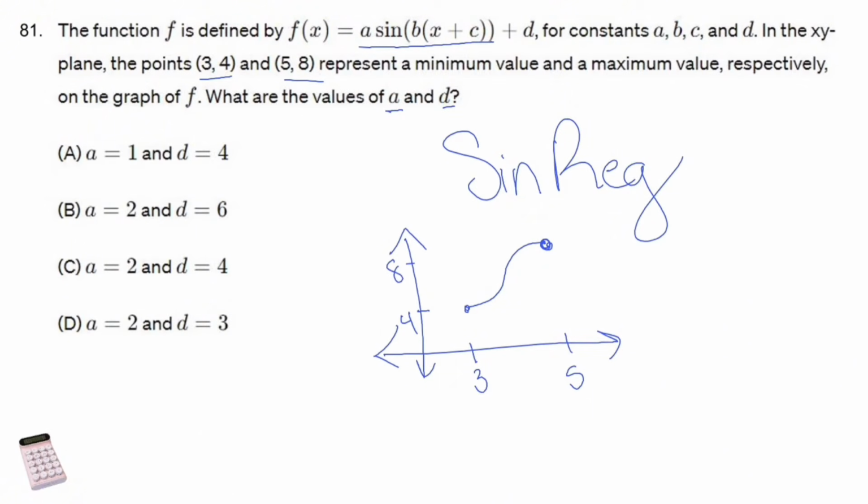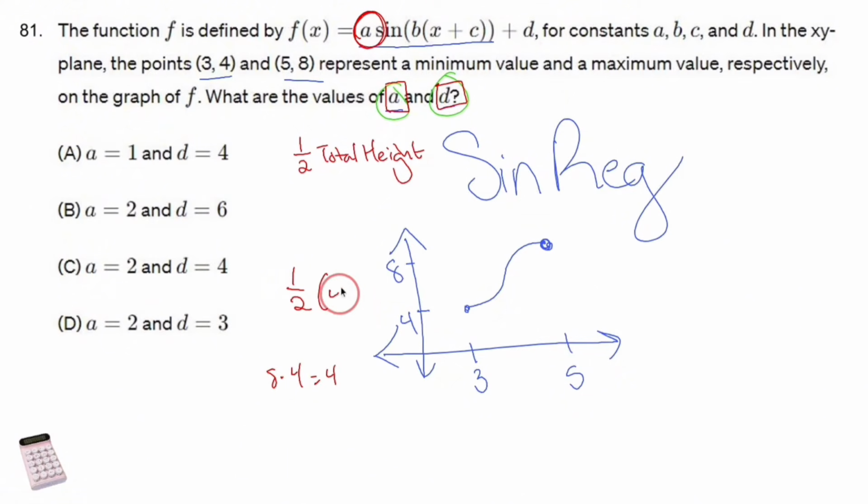Now, I said it a second ago, but I said it pretty quickly. I care about A, I care about D. I'm circling A and D because I already started it and I don't feel like stopping. A stands for amplitude. Amplitude is half of the total height. If I look at my total height here, I go from 4 to 8. So 8 minus 4 is 4. Half of 4 is 2. So my A is going to be 2.